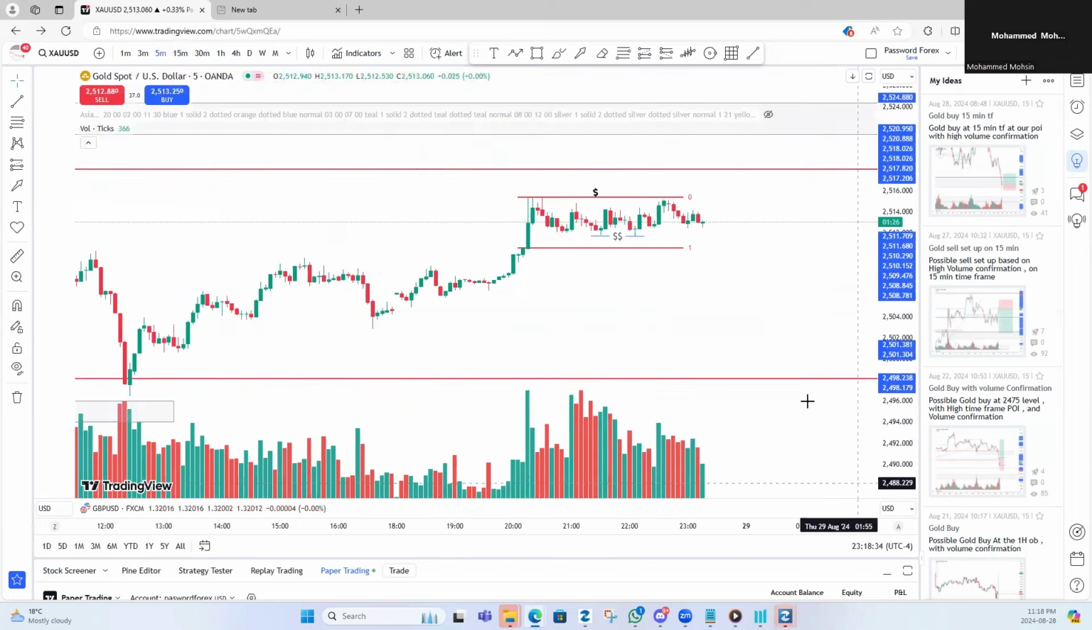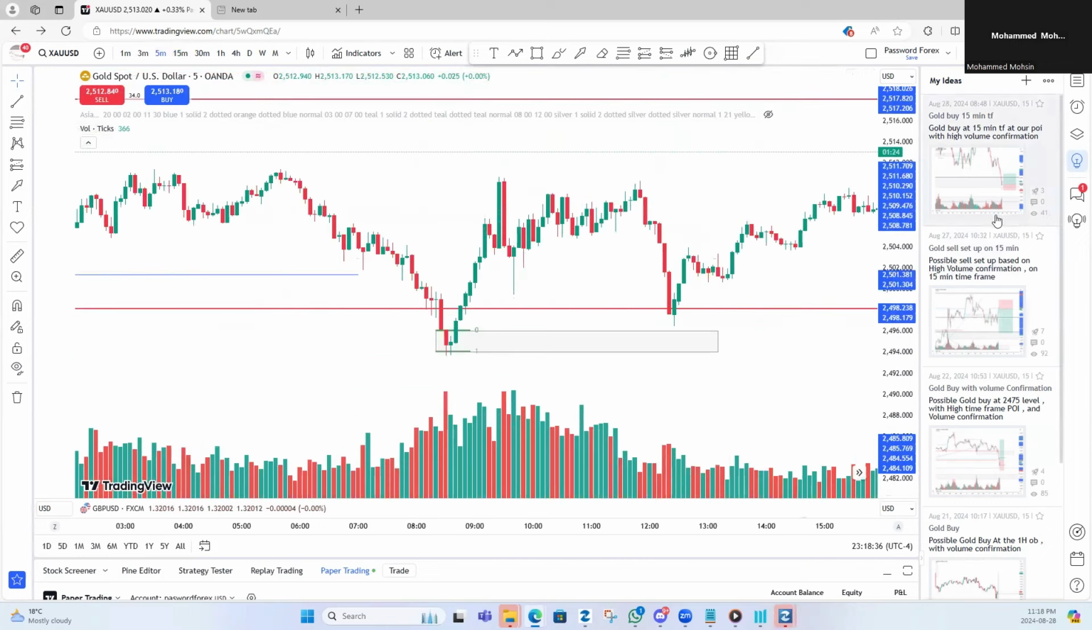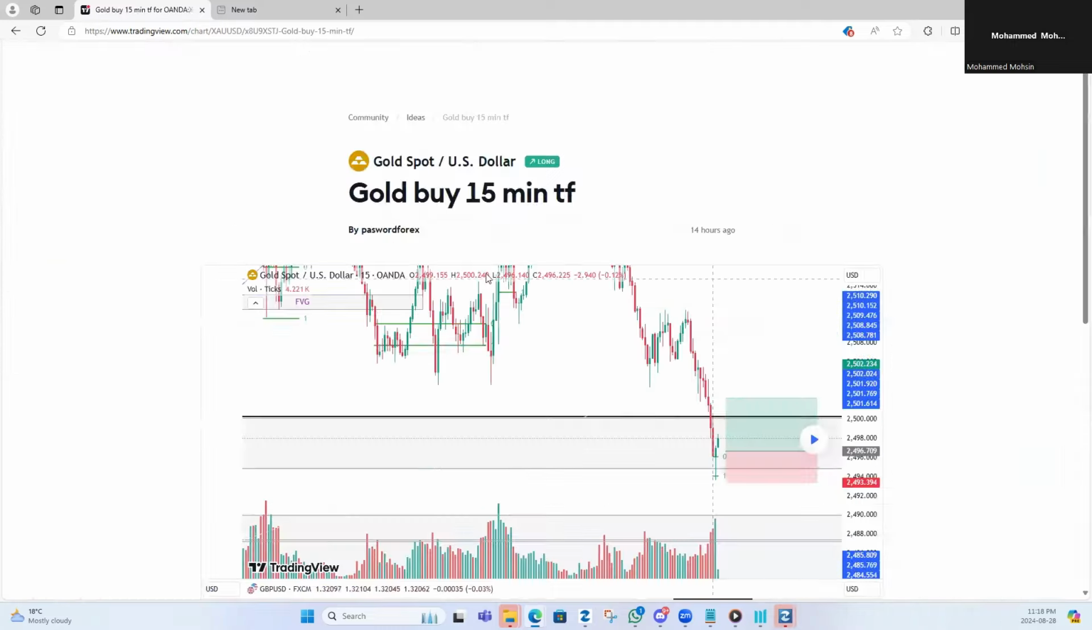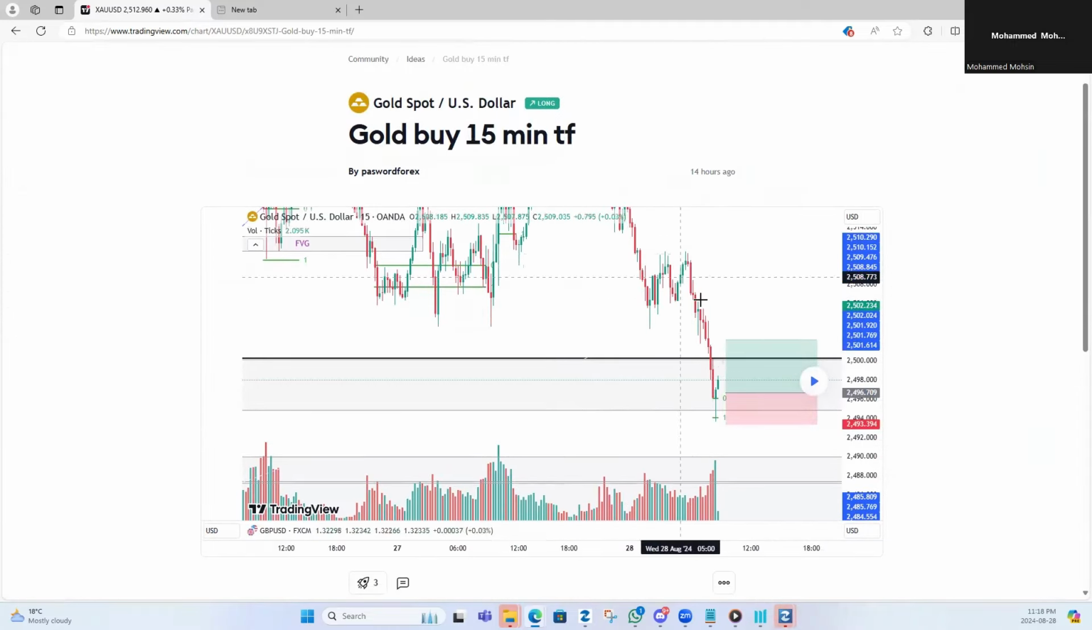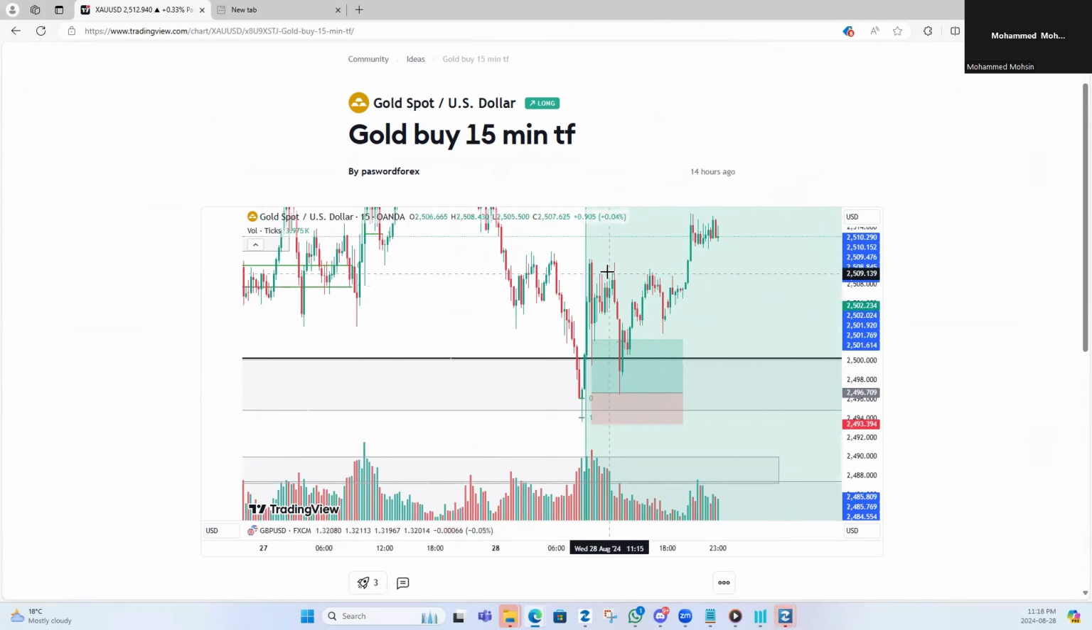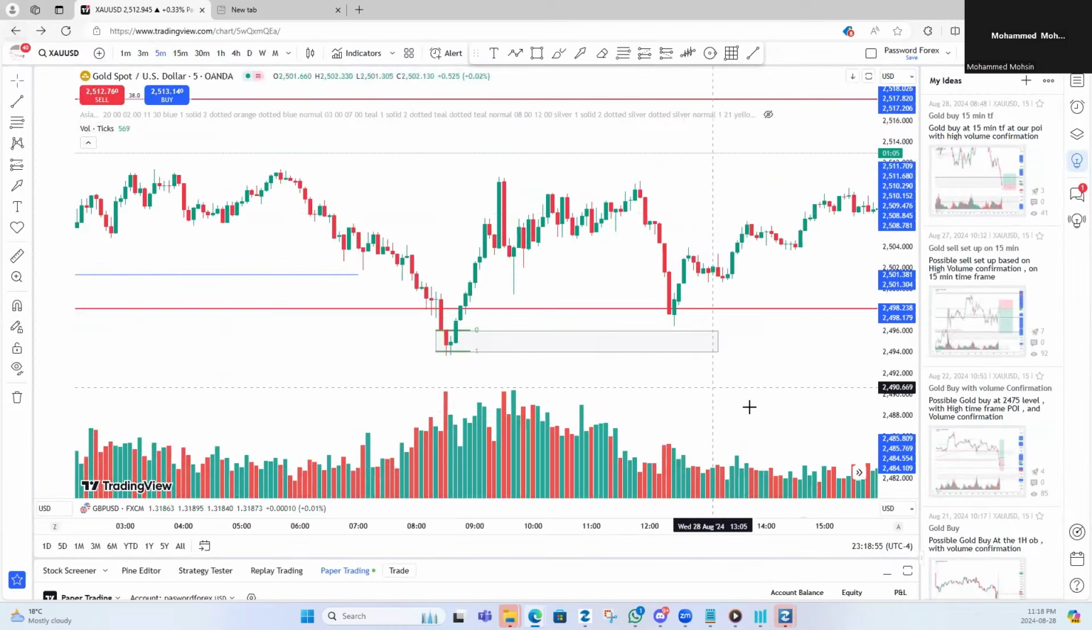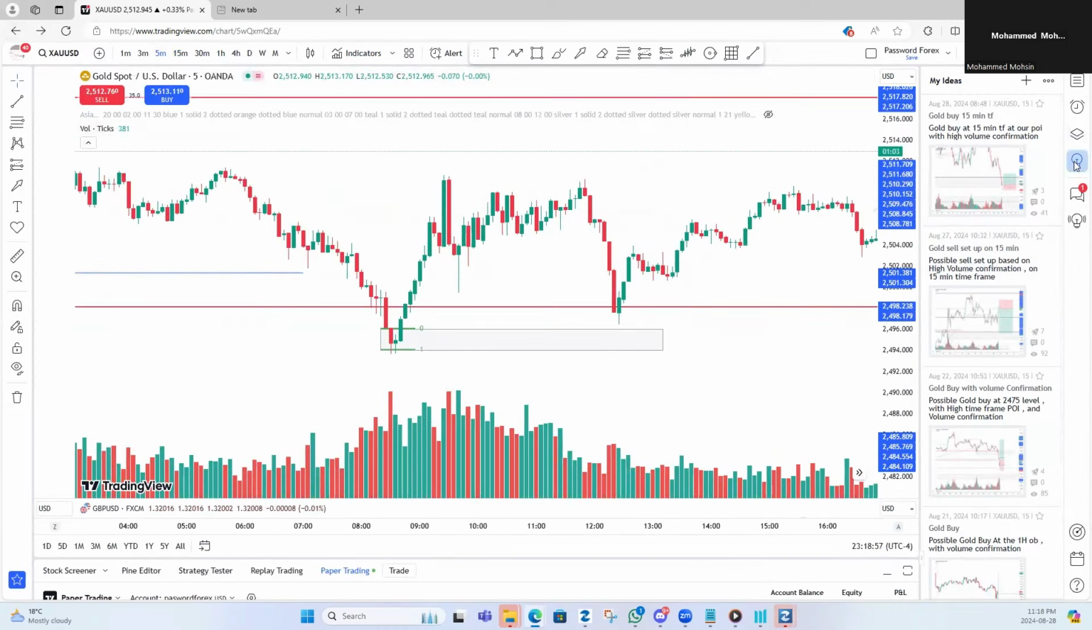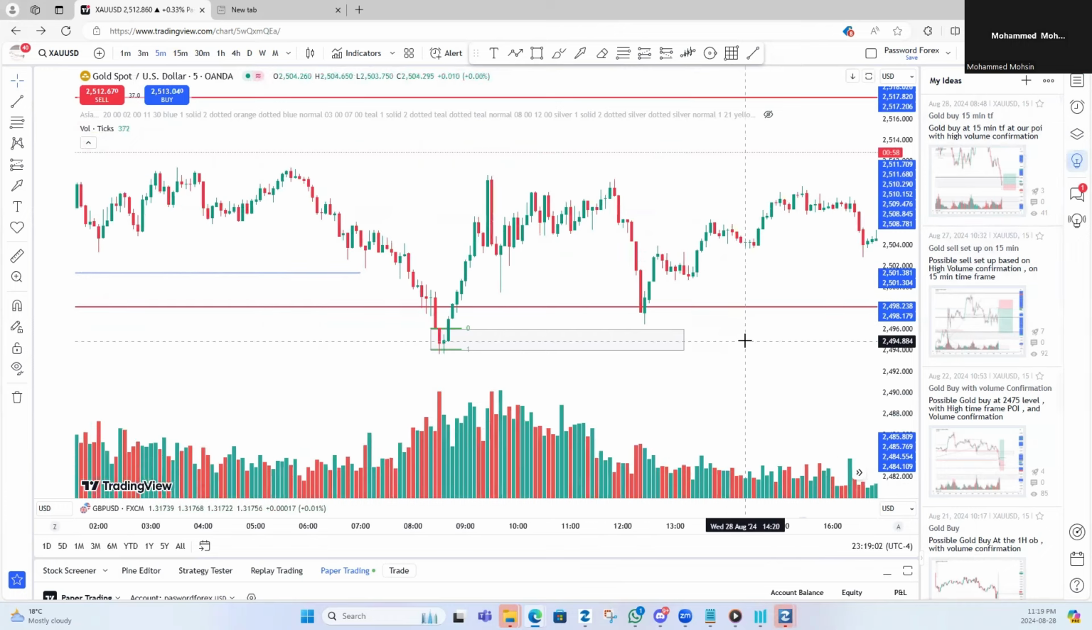All right, so let me show you what was the result of this particular trade. It says gold spot, gold buy, 15 minute time frame. So this was the setup here. Let me show you. It played out all the way and is still going up. So this was the setup that I shared on my ideas area here on TradingView.